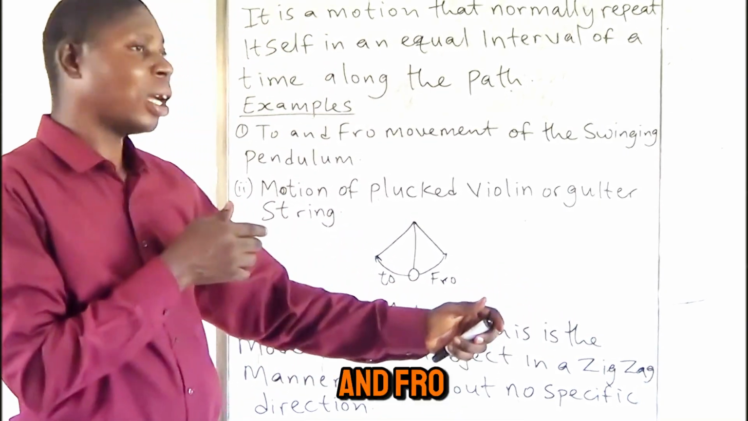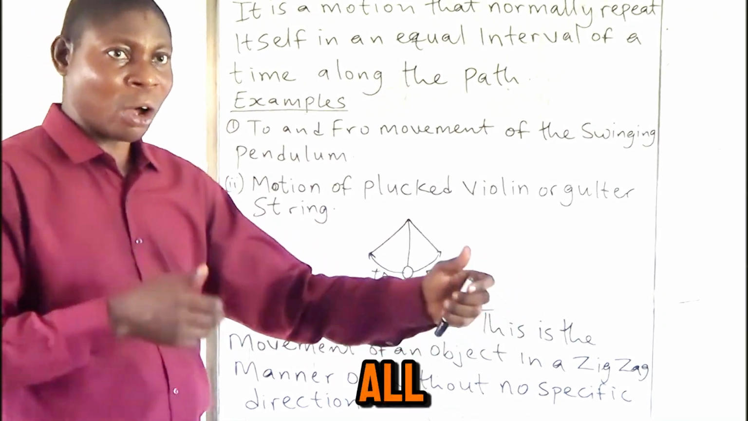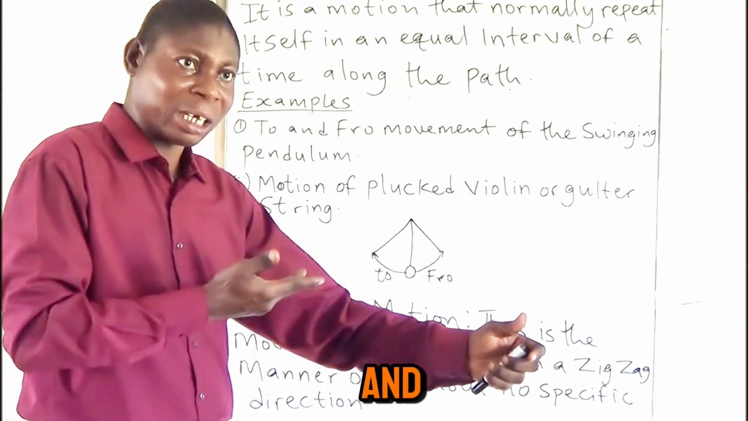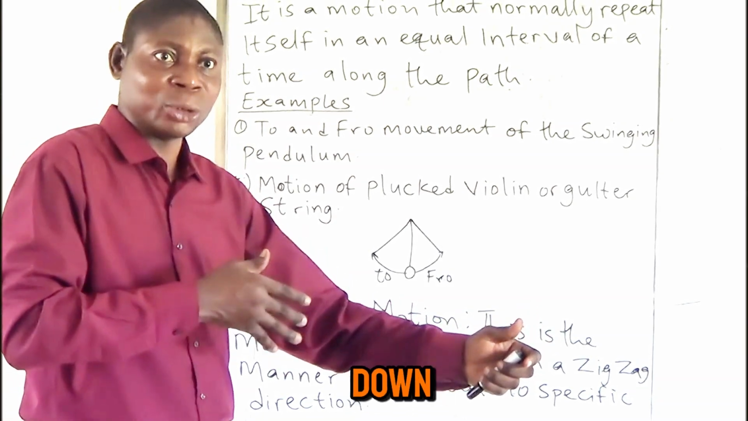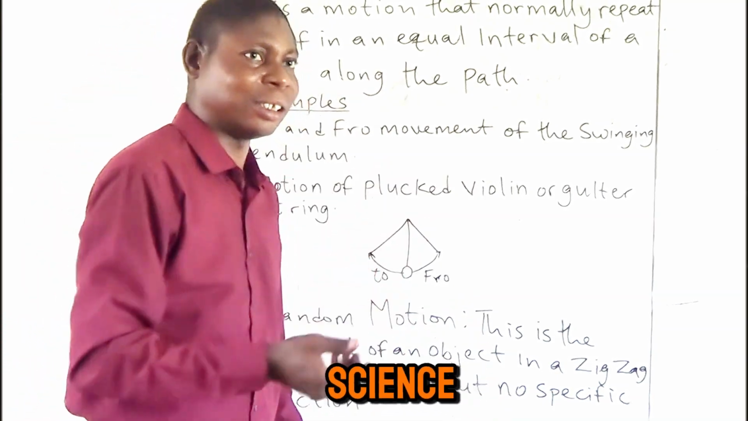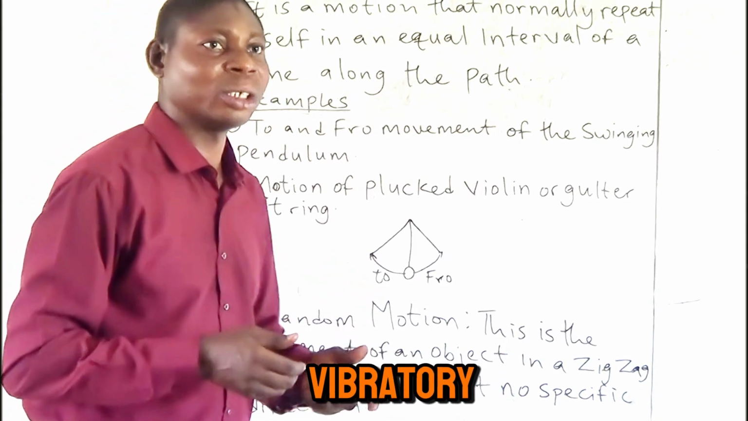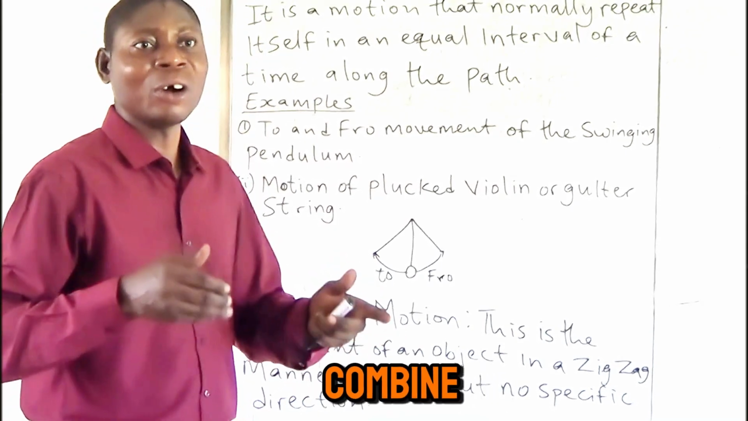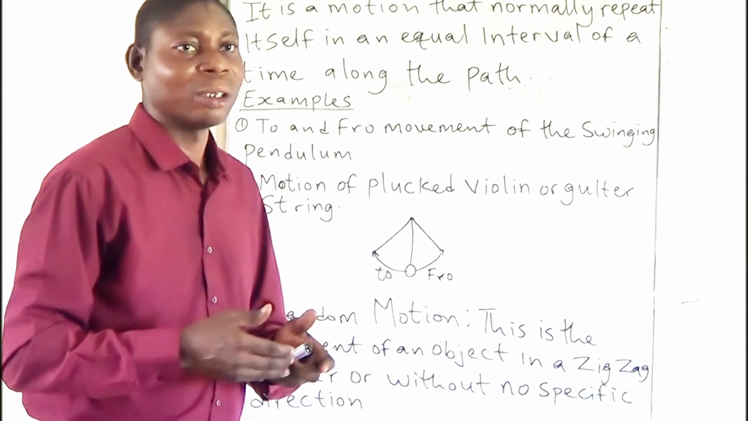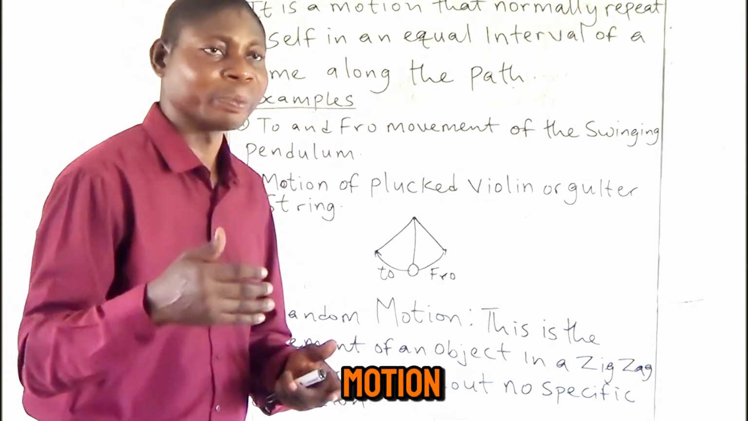Then, if you pluck a violin or guitar, the string will go up and go down, go up and go down. The string will vibrate. When the string vibrates, it brings sound, and then we call it vibratory motion. So we combine oscillatory and vibratory motion together.